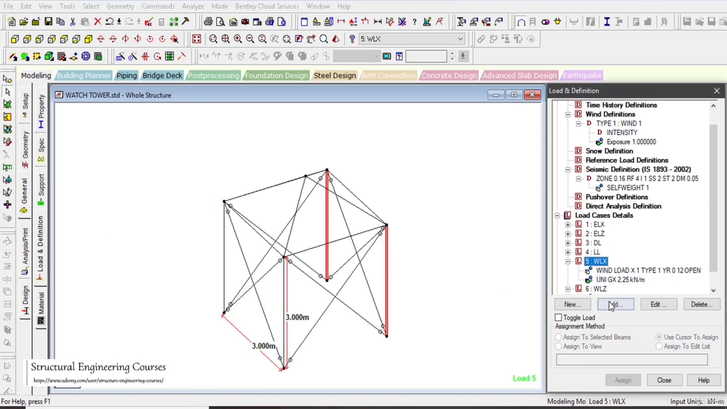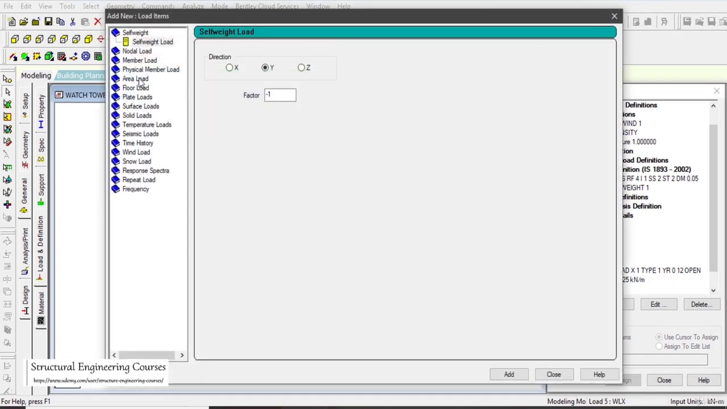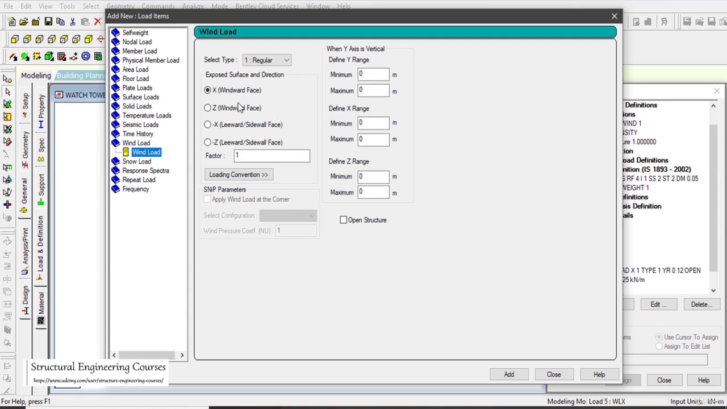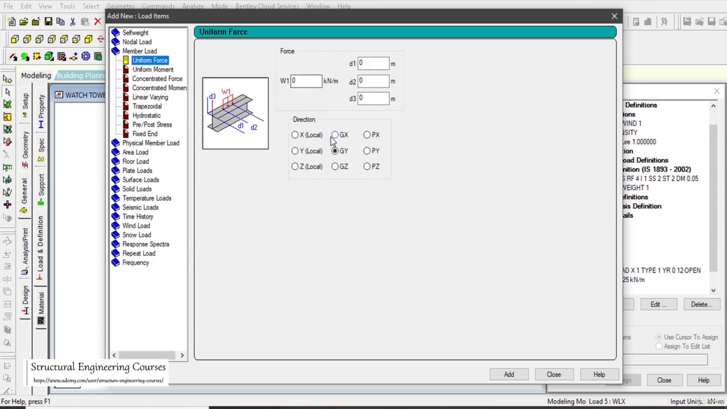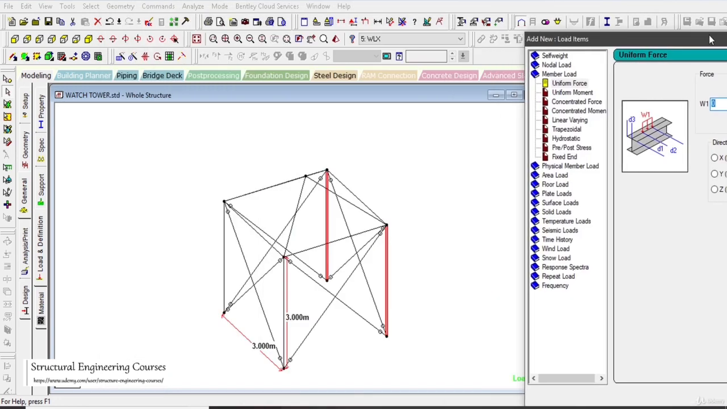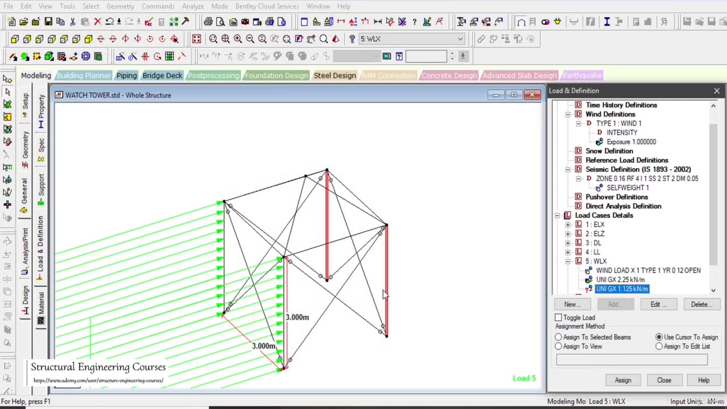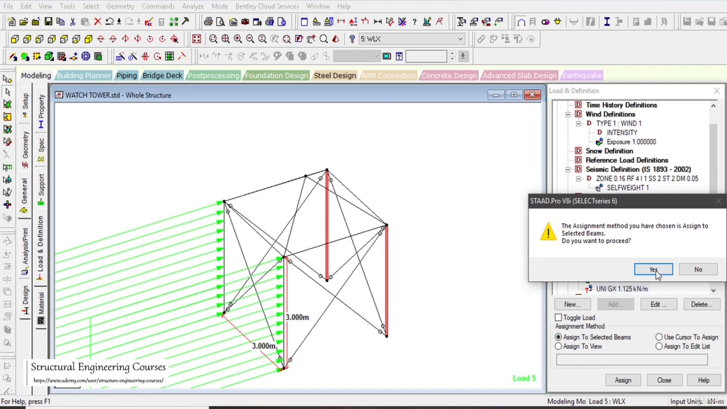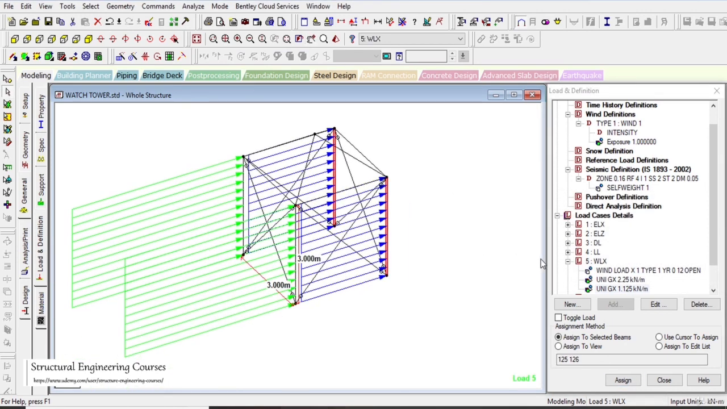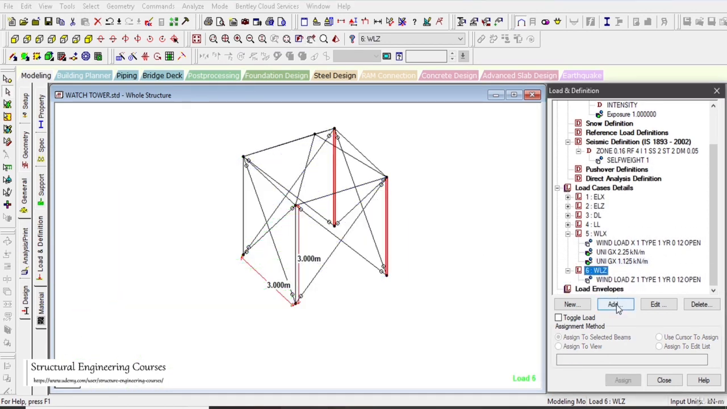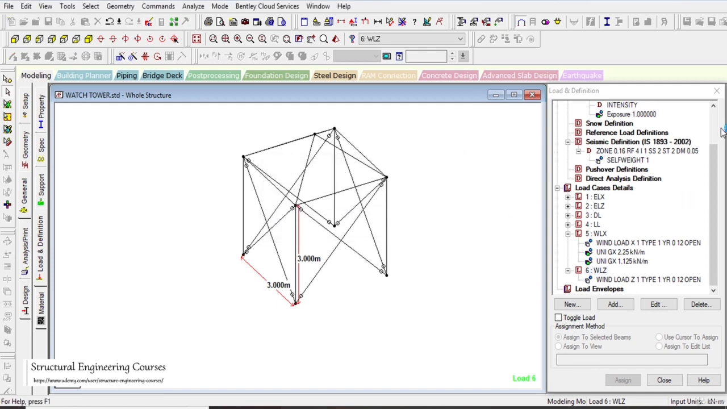So what we can do is that we can apply wind load and member load. Uniform force, global direction is X. Let us say only 50% loading gets transferred to the leeward side. So we can enter 1.125 and then left click on add here. So we can left click on assign to selected beams and yes. Similarly, we can go to the wind load along Z, and we can do similar behavior for both of these members. So what we can do is that we can go to the editor to save our time.